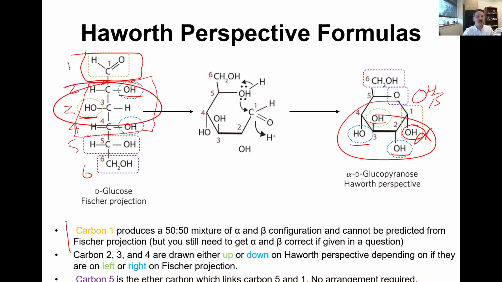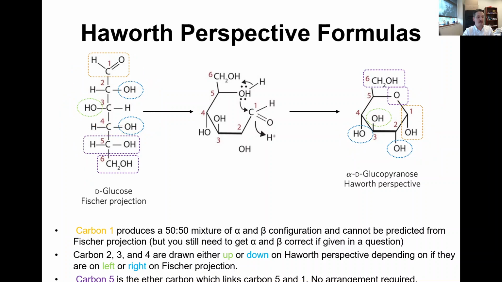And next, for converting Fisher to Haworth, if you have carbon number 5, the penultimate carbon, that's going to be right here, and the OH is going to be the ether carbon right here. And finally, for carbon number 6, you have the OH above, so you have the CH2OH. This last one, whether it's going to be up or down, is actually to do with whether it's the D or the L sugar. Remember that we talked about earlier.